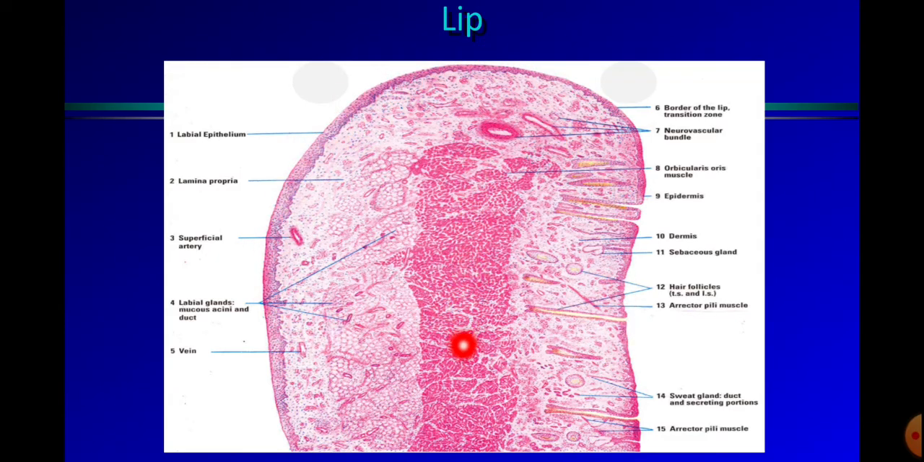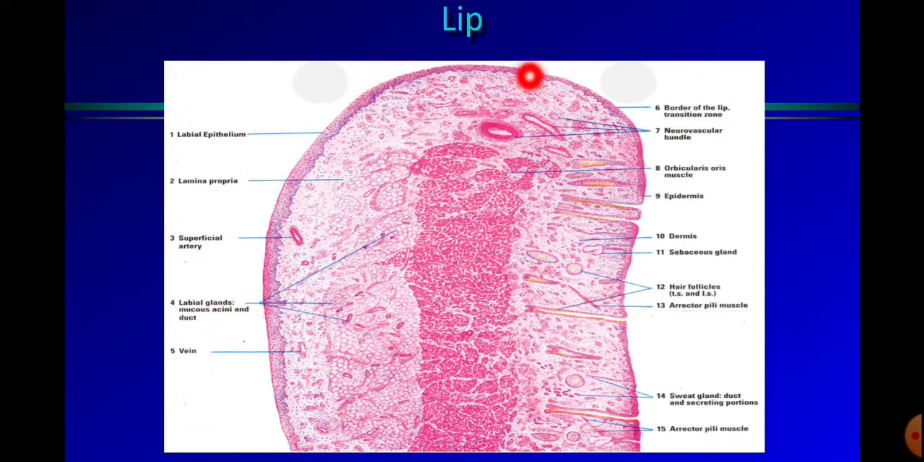Its central core here, this is the central core, is formed by the skeletal muscle. Here the skeletal muscle is cut transversely. The muscle is the orbicularis oris muscle. You already know the histological features of muscle, how it looks in transverse section and longitudinal section. So here this is the transverse section passing through the skeletal muscle, which is forming the central core of the lip.